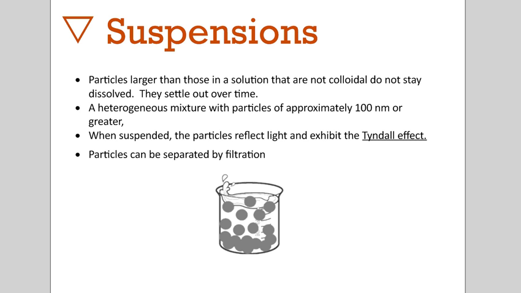The next type of solution is a suspension. A suspension contains particles larger than those in a solution that aren't colloidal, or they don't stay dissolved. They settle out over time. Generally, they're greater than 100 nanometers in diameter, certainly heterogeneous with discernible phases easily. When particles of suspension are in the suspension, in other words, say you agitated a suspension, the particles do reflect light and exhibit the Tyndall effect. And it's very easy to separate the particles of a suspension by filtration.